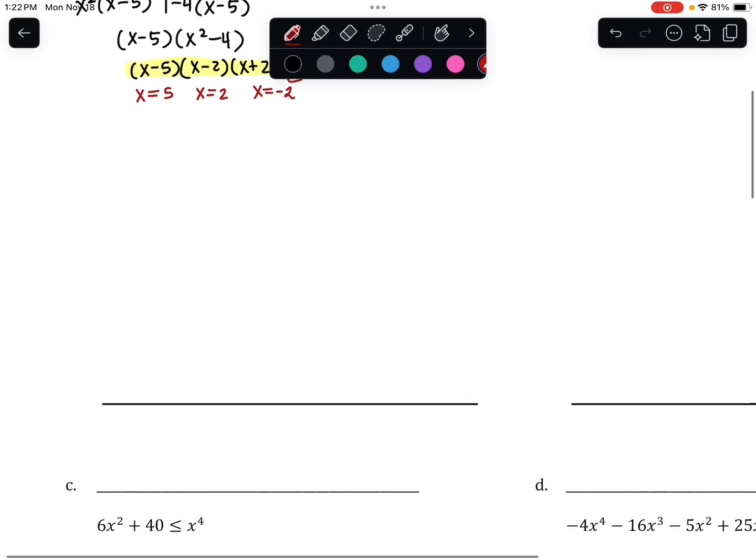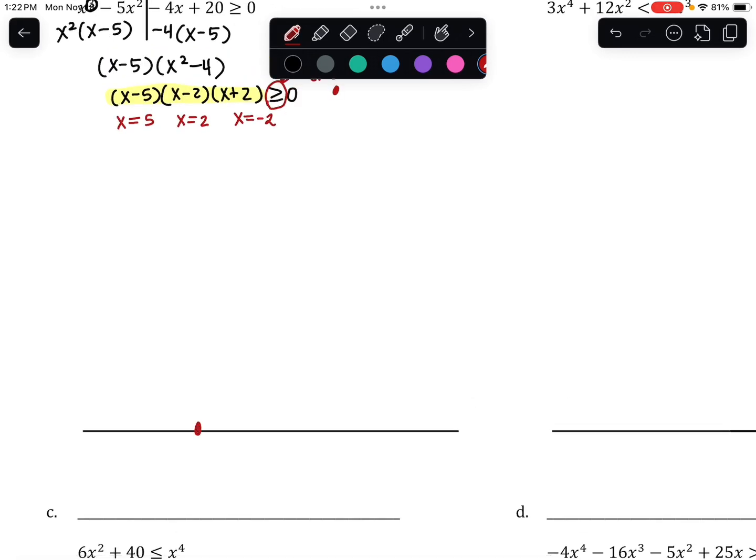Make sure you put them in order. Negative 2 would be on the far left, and then we would have positive 2, and then positive 5. We're going to pick a test point in each interval. Negative 3 would be a good test point to the left. 0 would be a good test point in the middle. 3 would be a good test point between 2 and 5. And then we could test 6 to the right of 5. So 4 test points for each of our 4 intervals.